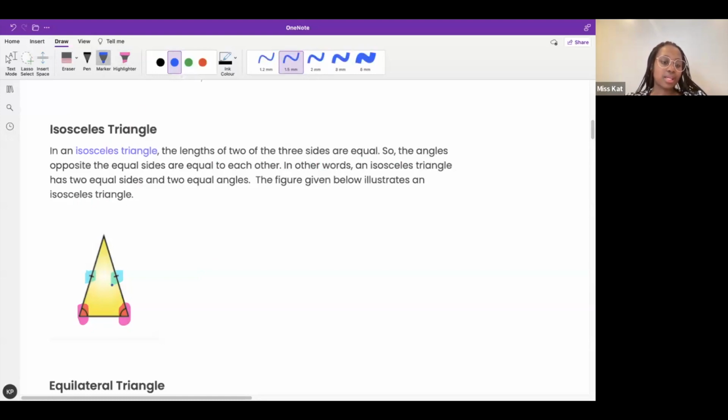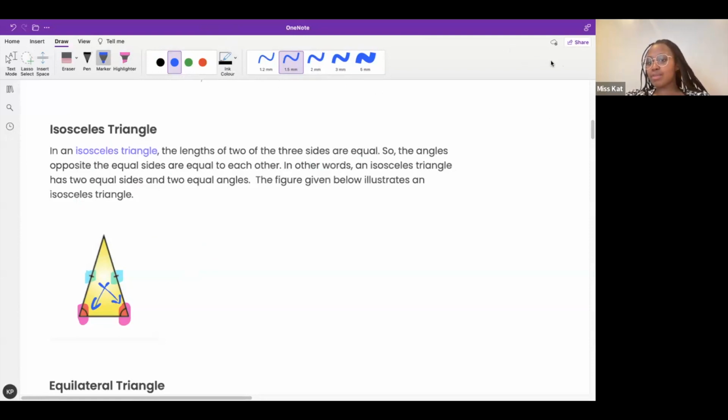So look here, that's one equal side, opposite. That's another equal side, opposite. Those angles will be equal. So the third angle will not be the same size, but the two sides and two angles are equal. Yes, if you want to remember how to spell it, you can say isosceles.